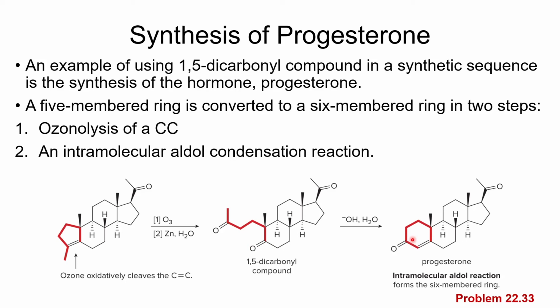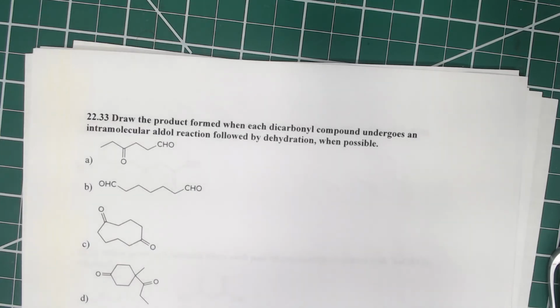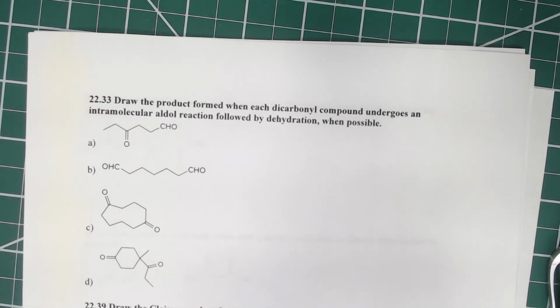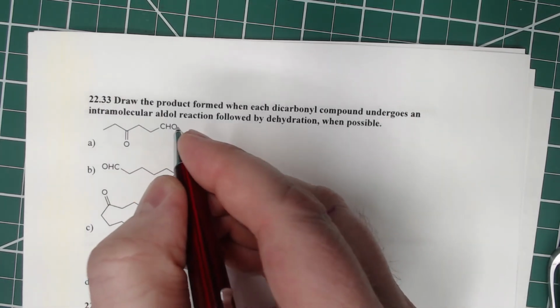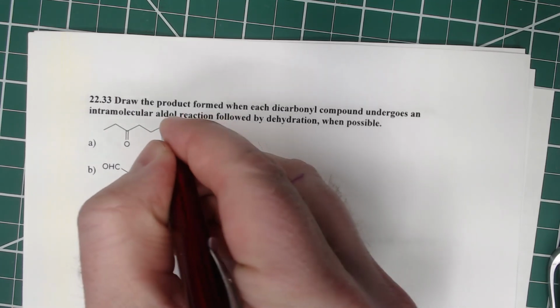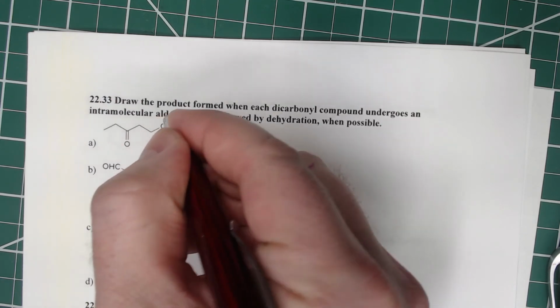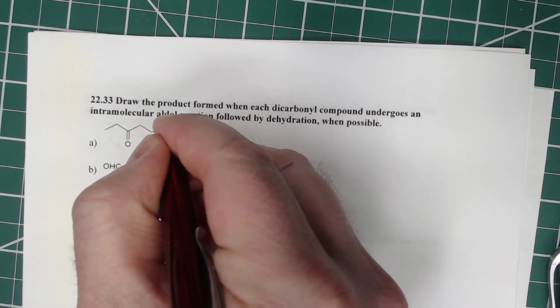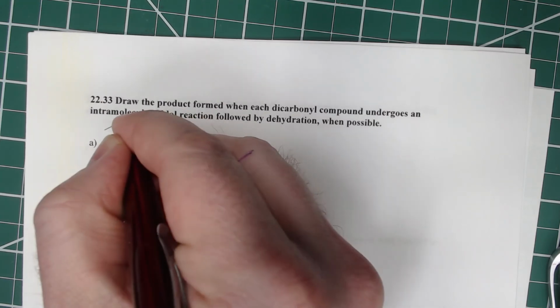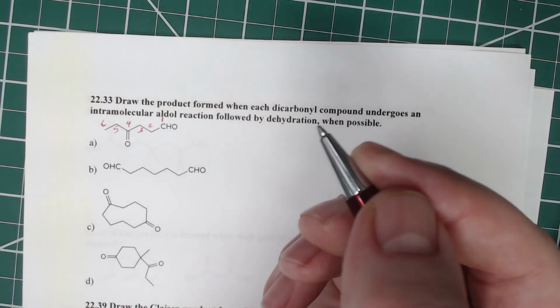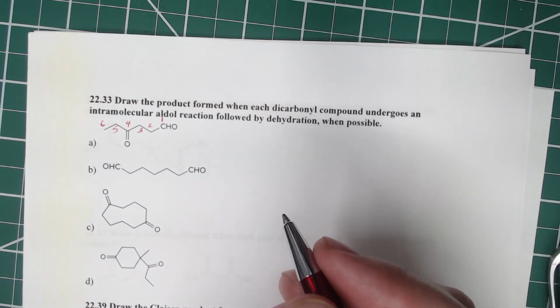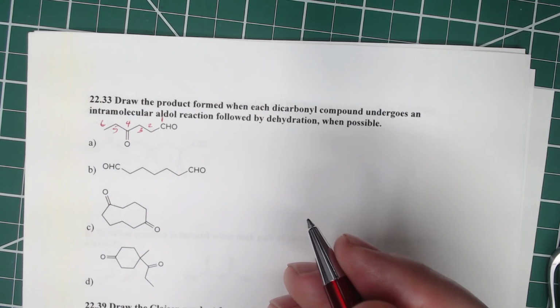All right, we're going to look at some intramolecular aldol condensation reactions. So let's go back to this. I find it very useful to label your carbons. I'm going to start with this one. This aldehyde is going to be where the attack occurs. So we get 1, 2, 3, 4, 5, and 6.